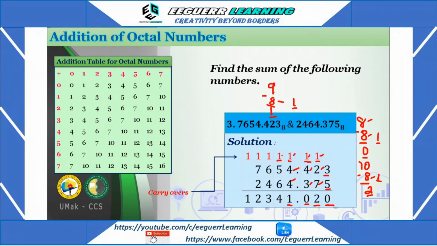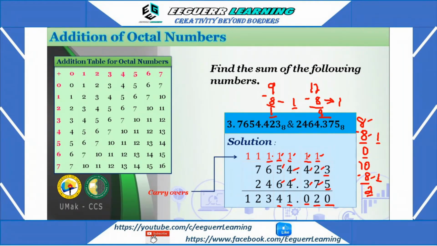And we continue adding. So 1 plus 5 plus 6 is 12. So 12 minus 8 is 4. And we place 4 here. And we have 1 whole cycle of 8 here, which will be 1. And be carried here as 1.